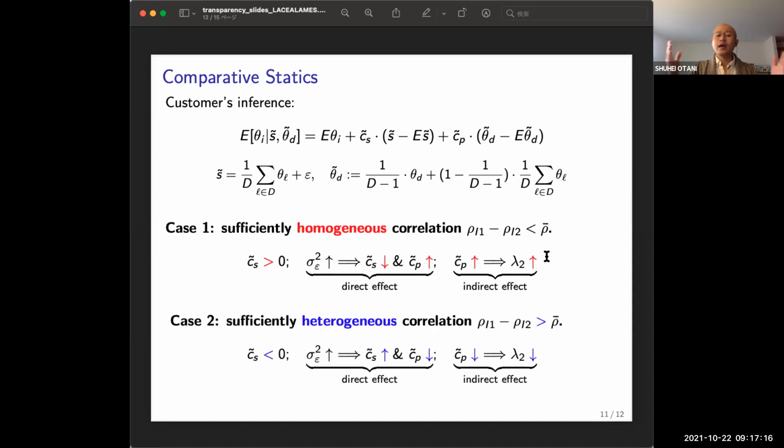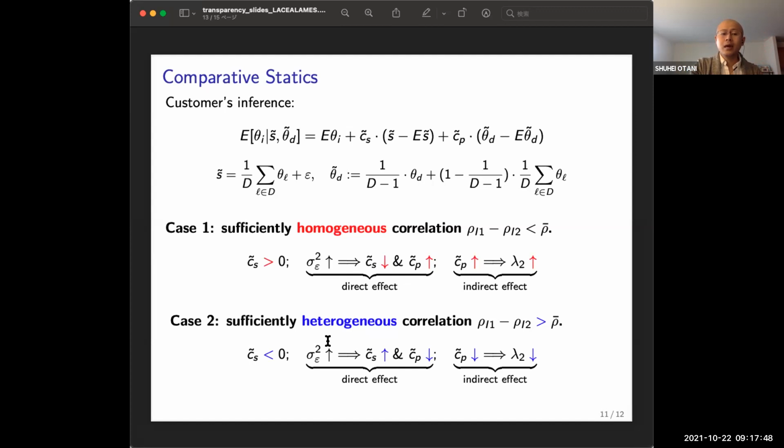On the other hand, with heterogeneous correlations, I get the opposite result. Intuitively, this means that the counterparty dealer's private information is more informative for the customers than the other counterparty dealer's private information. So that's why the customers want to retrieve the counterparty dealer's private information from the secondary market price. To do this, they try to offset the average information by putting negative weight on the public signal.